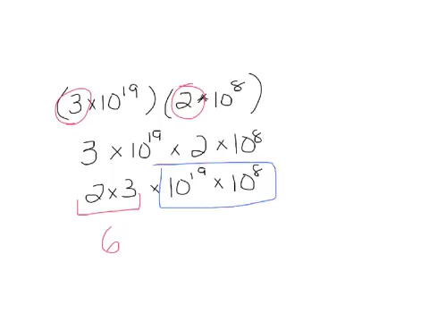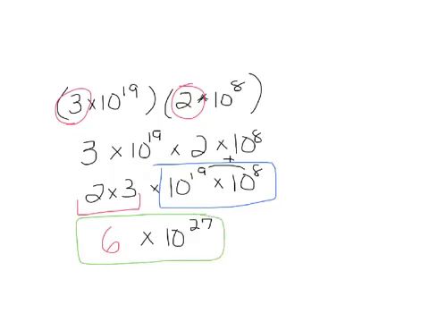And then what I can do with the 10 to the 19th times 10 to the 8th is what we did with the exponents of numbers with the same base. I would add them. So I would do 10 to the 19 plus 8, in other words 10 to the 27th. At this point, my answer will be this because it is already in scientific notation.